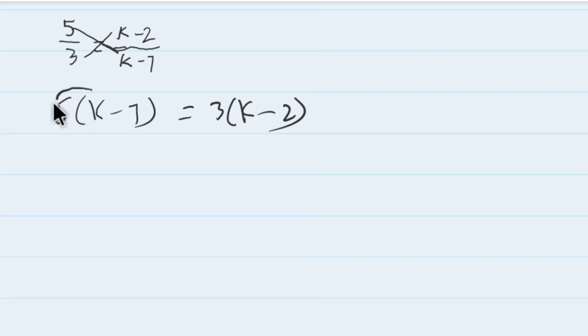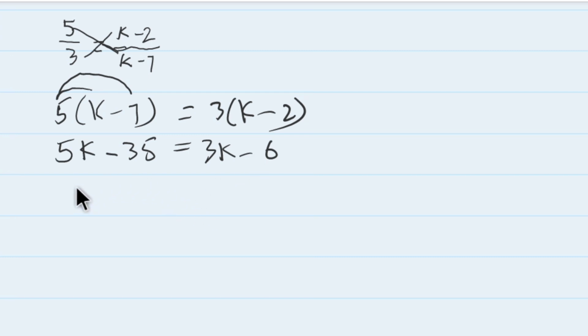That is 5 multiplied by k and 5 multiplied by 7. So 5 multiplied by k is 5k and 5 sevens are 35. Similarly, we multiply 3 by k is 3k and 3 twos are 6.